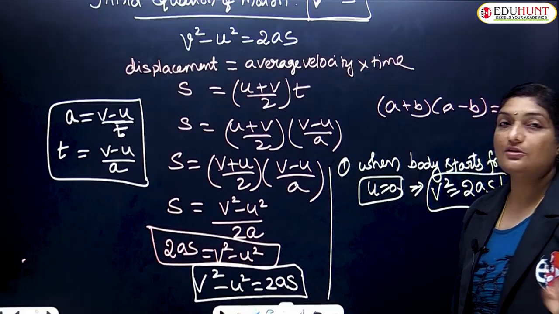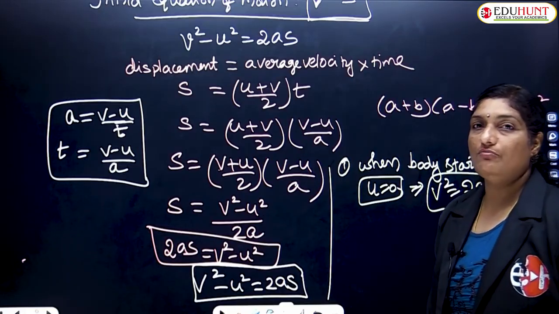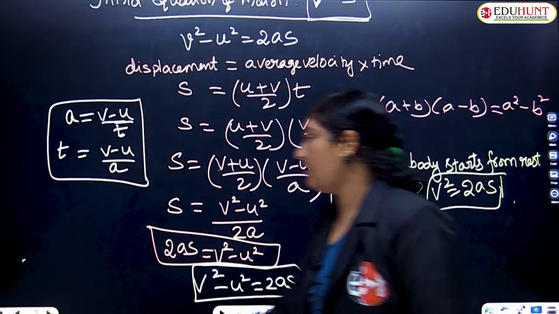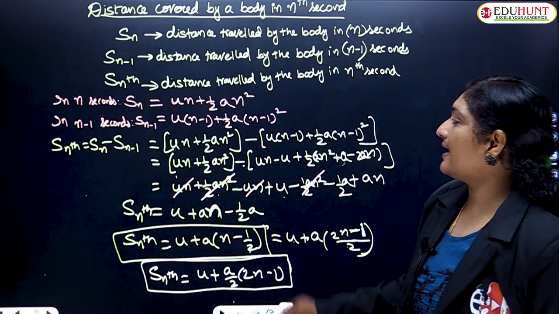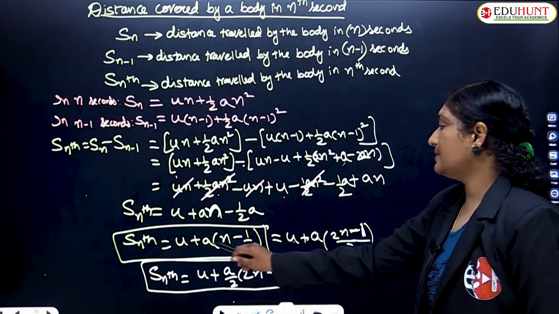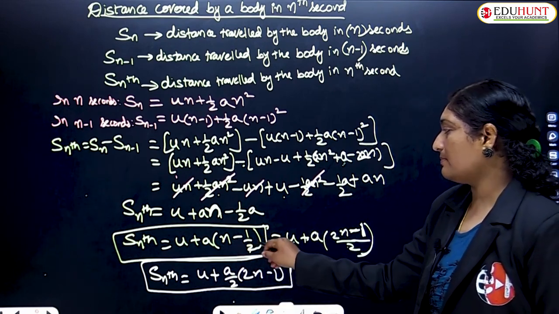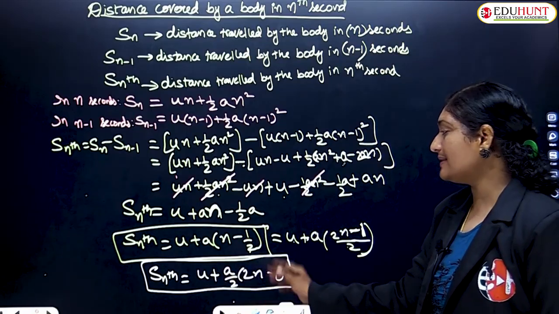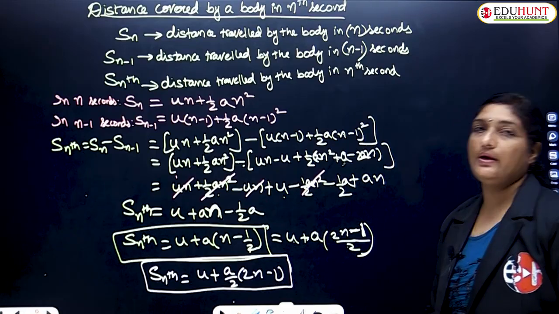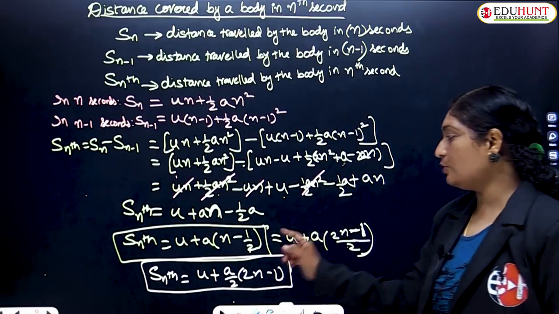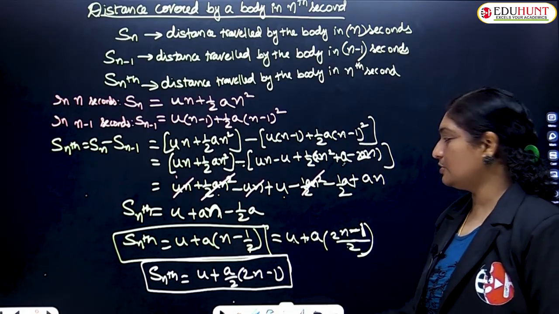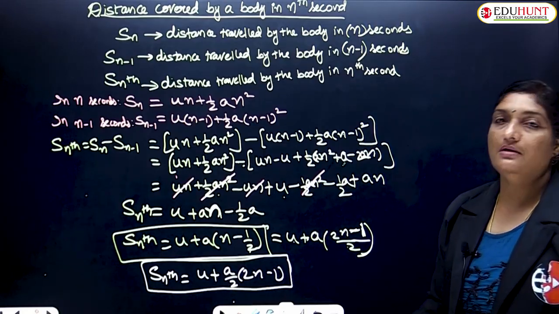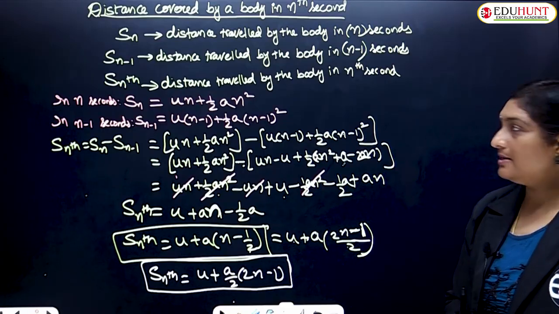Apart from that, we also tried calculating the equation of motion based on the nth second, that particular instant of time. And the formula for Sn is given by either this, that is u plus a into n minus half, or after taking LCM you can also write it as u plus a by 2 into 2n minus 1. These 4 equations you should remember so that you can apply them in further numericals.